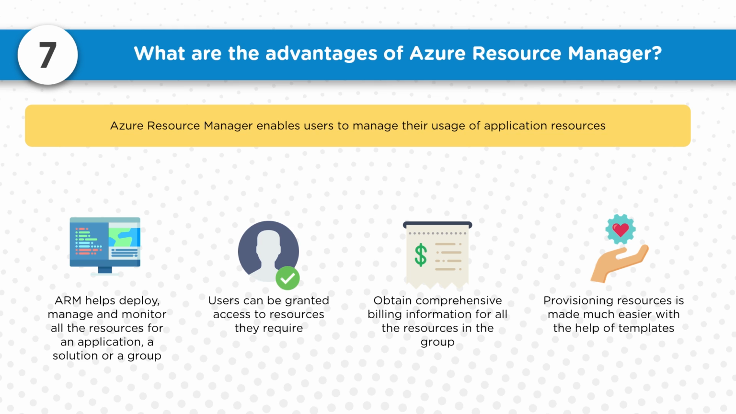In short, Resource Manager is called ARM. So the ARM helps deploy, manage and monitor all the resources for an application, a solution or a group. So all the interconnected applications, all the interconnected services can be monitored as a group using Resource Manager, and users can be granted access to resources that they require within a Resource Manager.